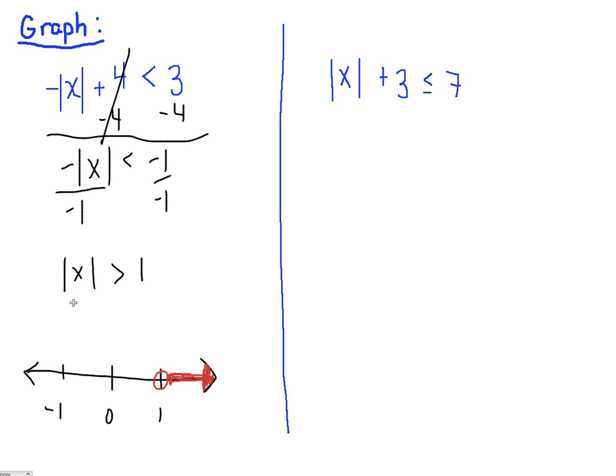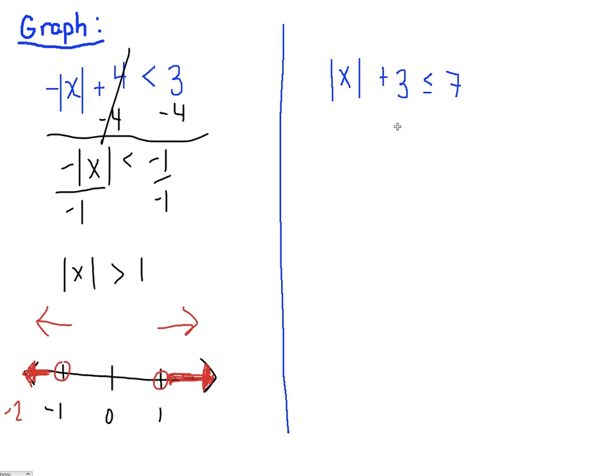But since it's absolute value, I'm also going to circle negative 1 and have an arrow over here pointing to the left. Because if you think about it, over here I've got stuff like negative 2, and if I take the absolute value of negative 2, it's positive 2, so it's still greater than 1. So whenever you have absolute value and it's greater than, you're going to have the arrows pointing outwards. Let's do another example real quick.